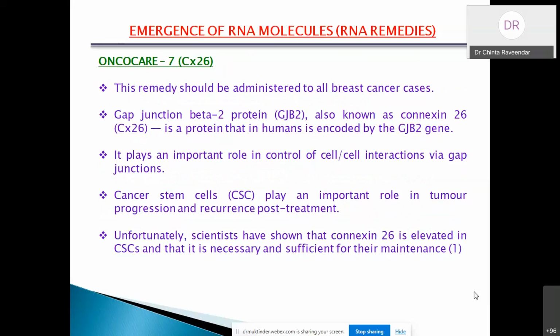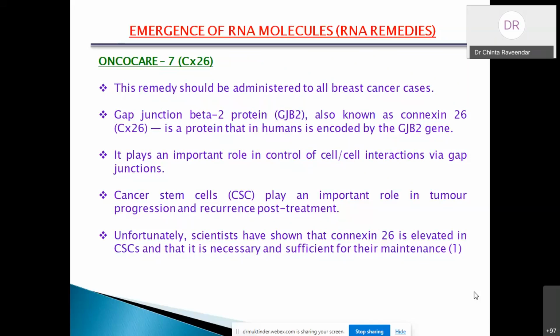Now let me come to another, the 7th molecule, an RNA remedy. This remedy should be administered to all breast cancer patients. The gap junction beta protein, GJB2, also known as connexin 26, or CX26, is a protein that in humans is encoded by the GJB2 gene. It plays an important role in control of cell-to-cell interactions via the gap junction.